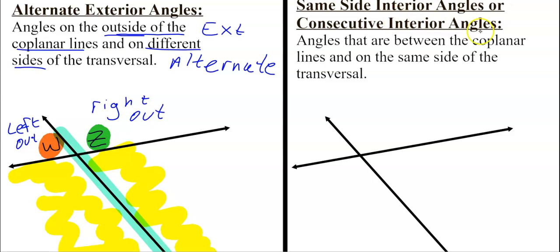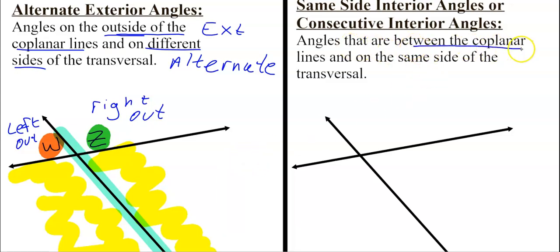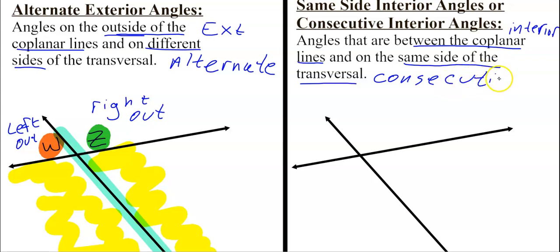Then we have same side interior angles, or what we call consecutive interior angles. So we are told that if you're between the coplanar lines, that means interior, and the same side of the transversal. That's where I get consecutive from. I grew up saying same side interior angles, but they have since changed the wording to consecutive interior angles.